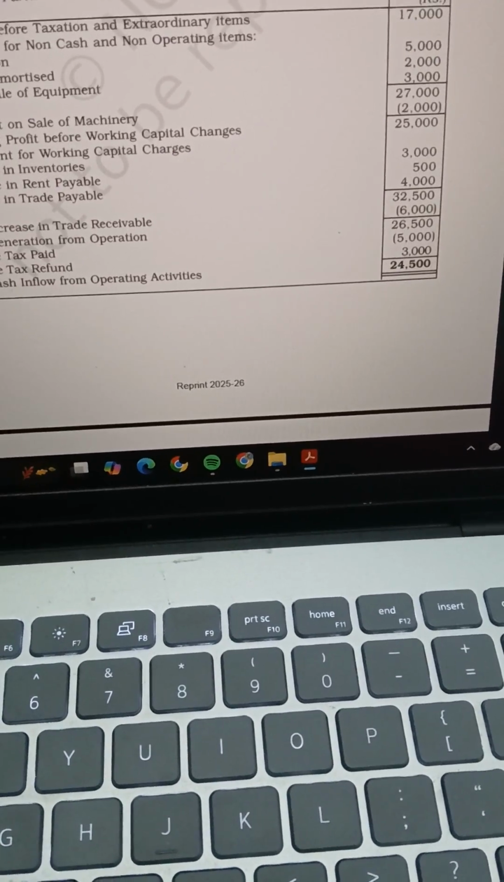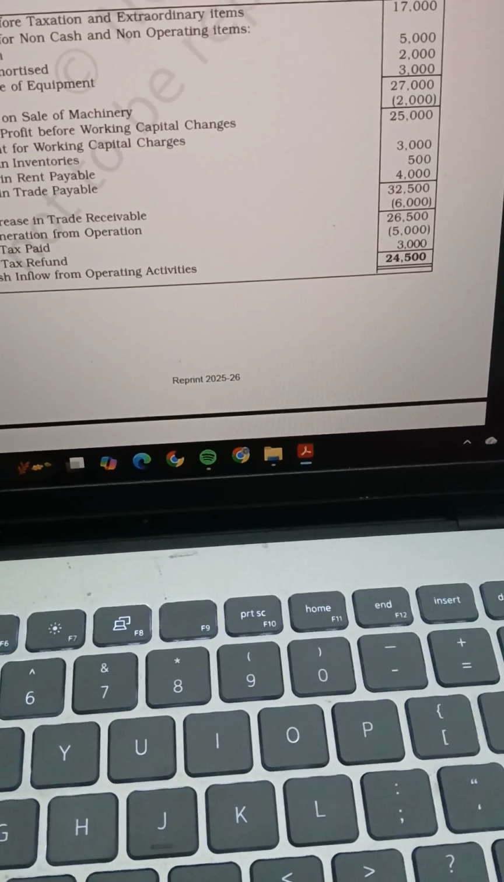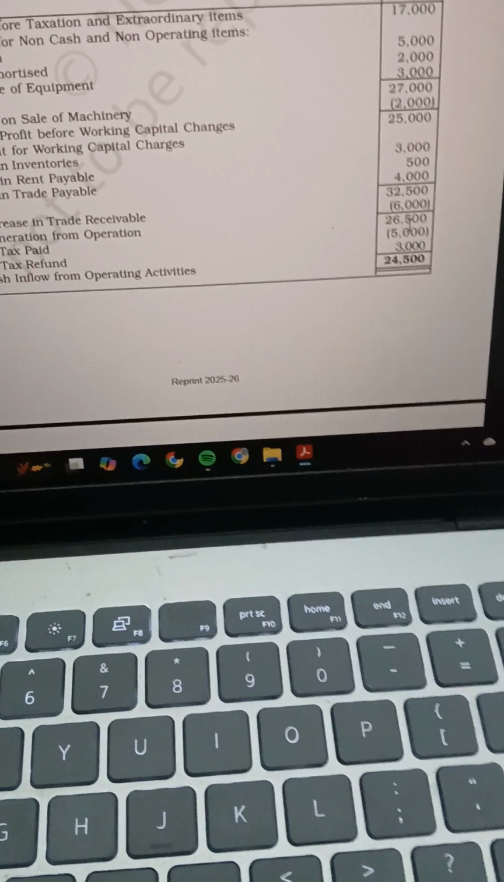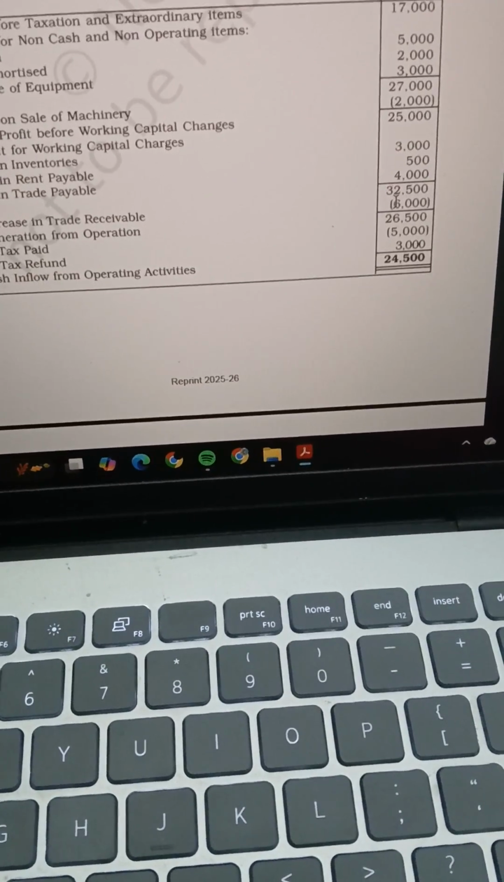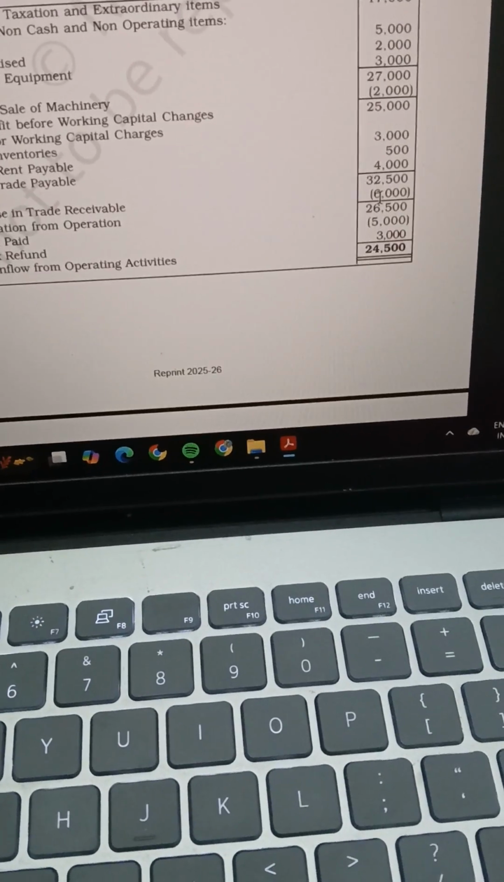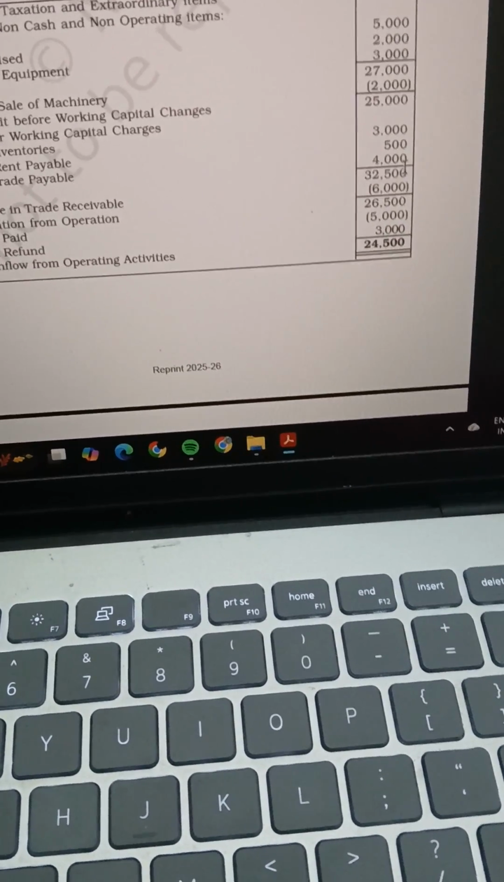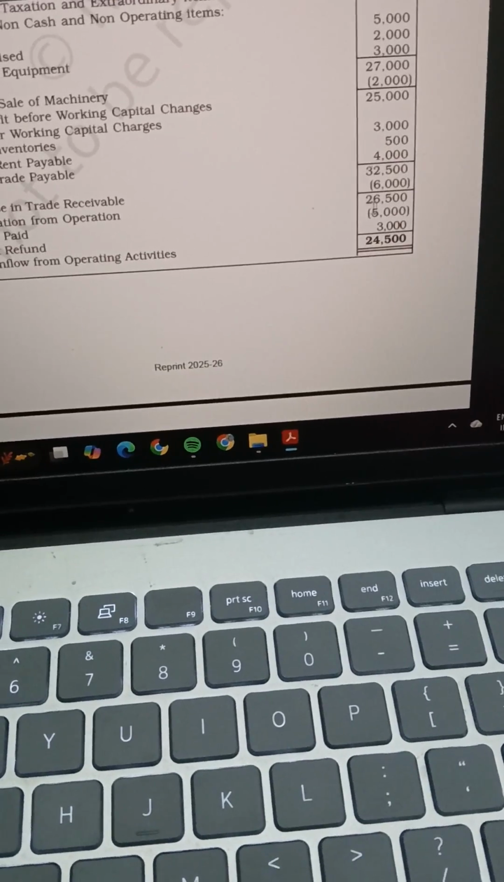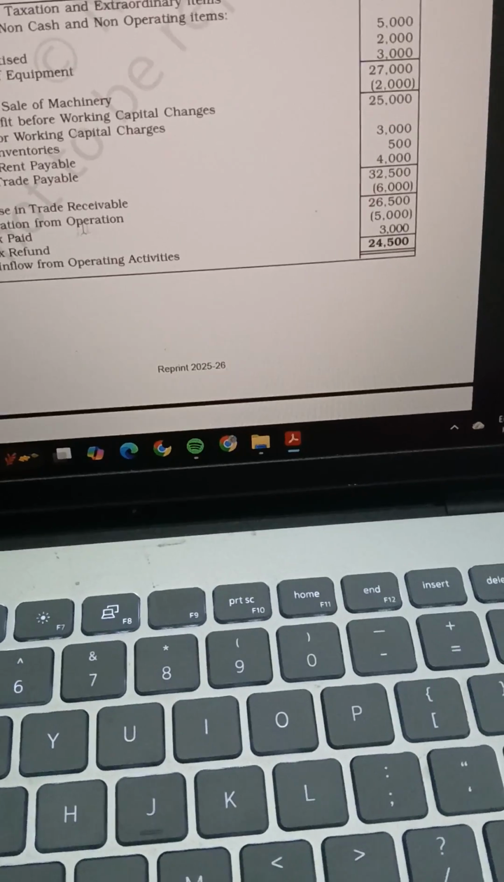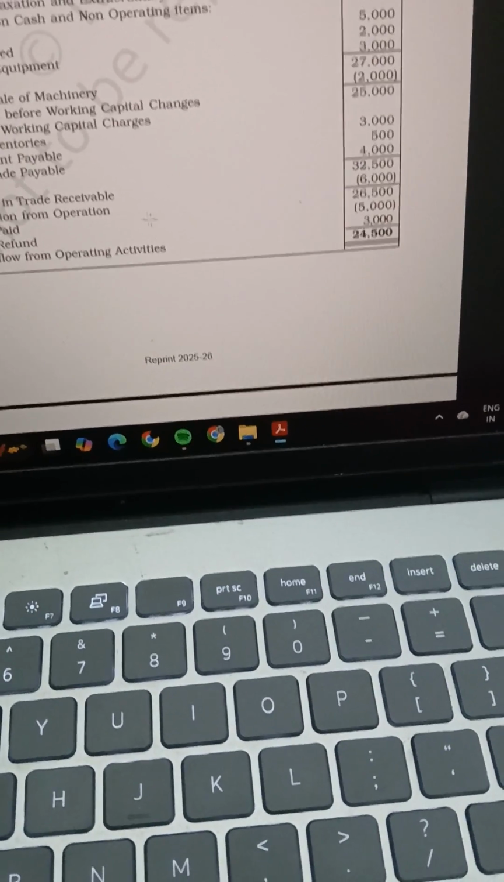Then we have an increase in trade receivable that we have to reduce. That is 21,000 minus 15,000, that is 6,000. So by reducing 6,000 from 32,500, we get the amount as 26,500. That will be the cash generated from operations.